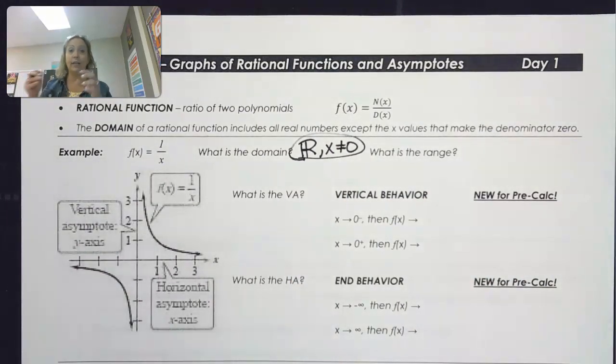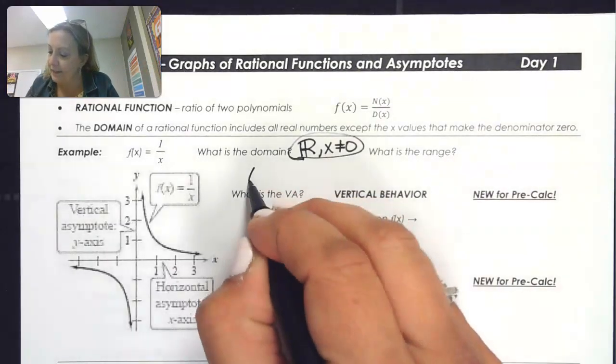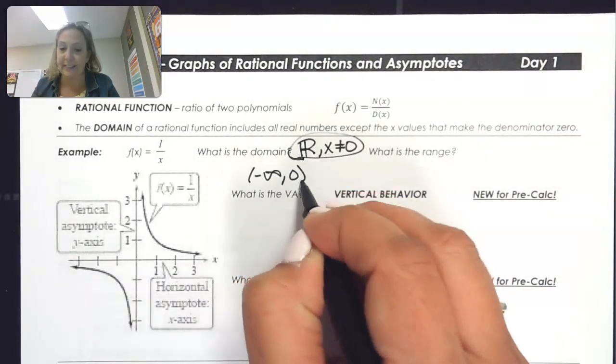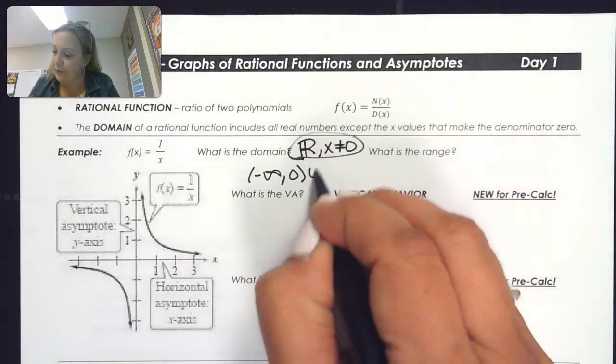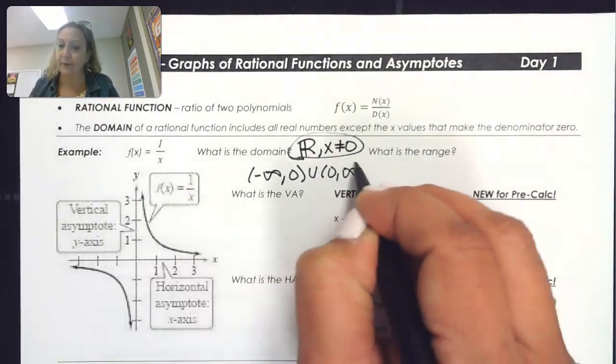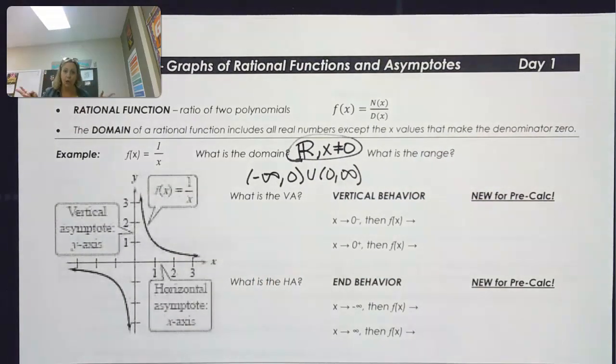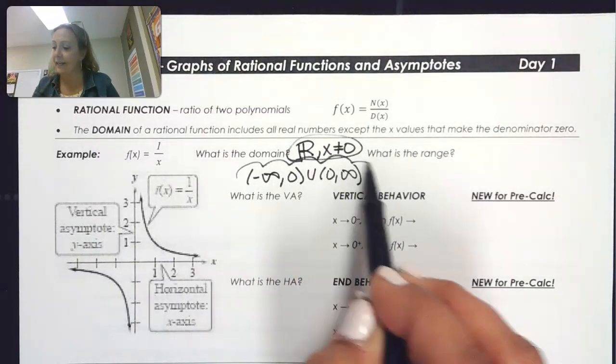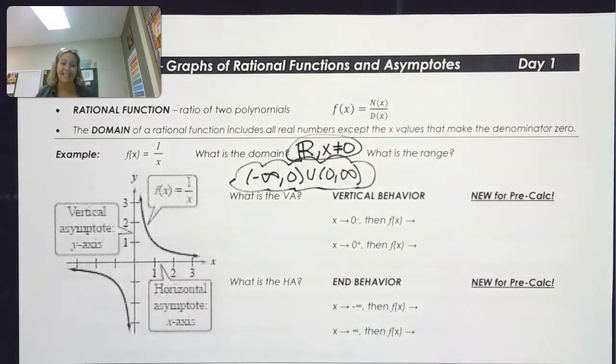What that means is that we want all the numbers from negative infinity to infinity, but not 0. So the way that we write that is negative infinity to 0 in union with 0 to infinity. That includes all real numbers except for 0, okay? This is the way that I'd like us to write our domain, in that interval notation.